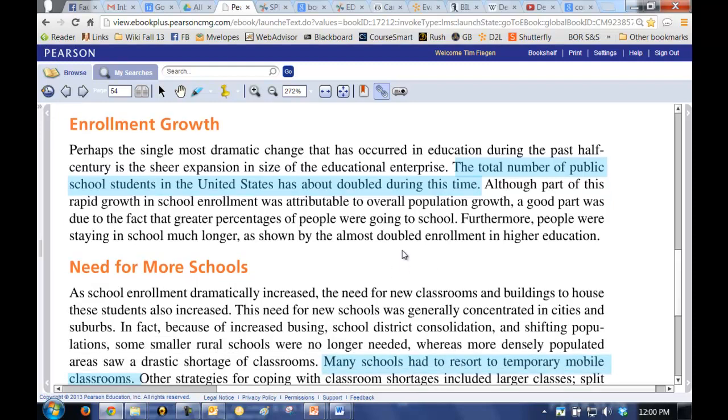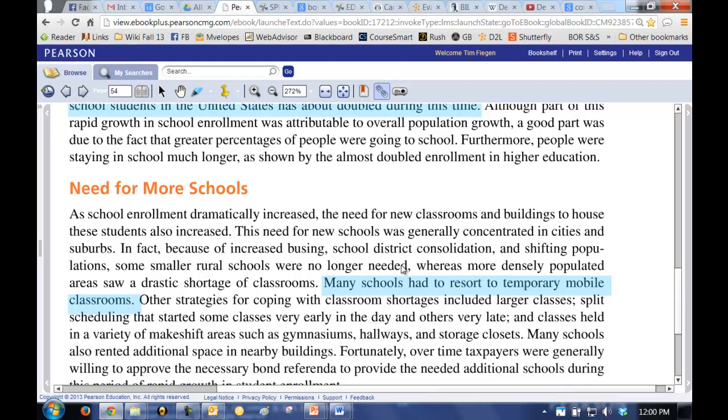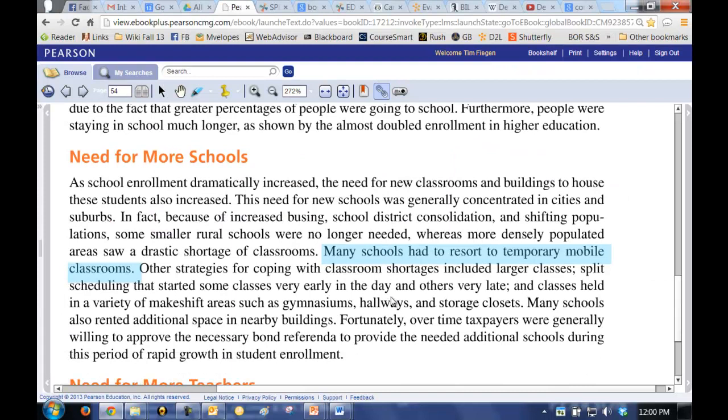The more they stayed in school, you know, in my dad's time, an 8th grade education was considered a good, solid education. And now, of course, that would be considered a very poor education. And with that, need for more schools, and again, we're jumping right here. Need for more schools.